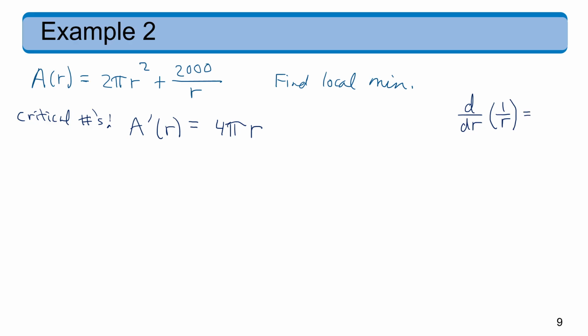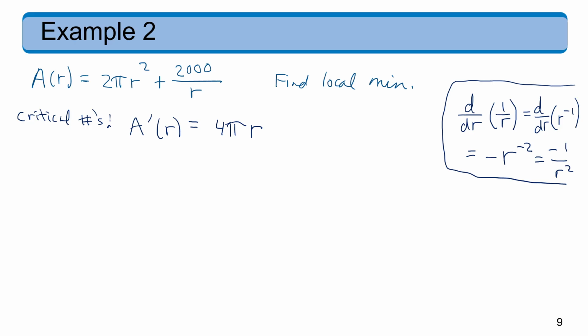You can rewrite 1 over r as r to the negative 1 power. That way you can avoid the quotient rule. And then using the power rule, we bring the negative 1 in front, reduce the power by 1. Rewrite this as negative 1 over r squared, right? So we've seen this before. So let's come back to our derivative. We already took the derivative of this term, it's here. And then the derivative here, carry along the 2,000, and then it's multiplied by negative 1 over r squared. So altogether that's minus 2,000 over r squared.